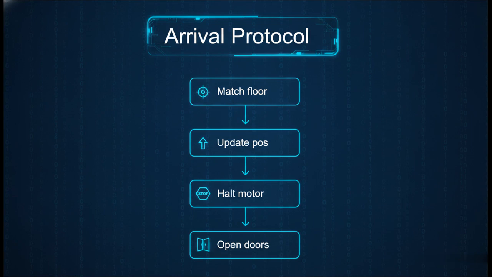Well, when the requested floor exactly equals the current floor, the code triggers a very precise arrival sequence. It updates its internal memory to confirm the position, sends a 1 to the stop variable to completely halt the motors, and sends a 1 to the door variable to open the doors for the passenger. It's a perfectly choreographed sequence of 1s and 0s.